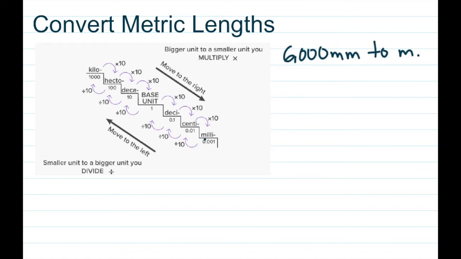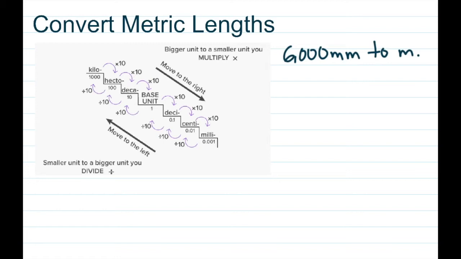We have in here this picture with something that looks like steps, like you're going up or going down. If I'm going from the kilometer to the meter, I'm going to be counting 1, 2, and 3 steps going down. If I'm going down, or to the right, I'm going to be multiplying. Every single step, I'm multiplying times 10. And every single step going up, I'm dividing by 10.